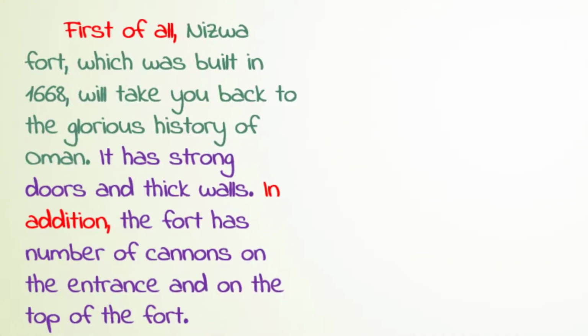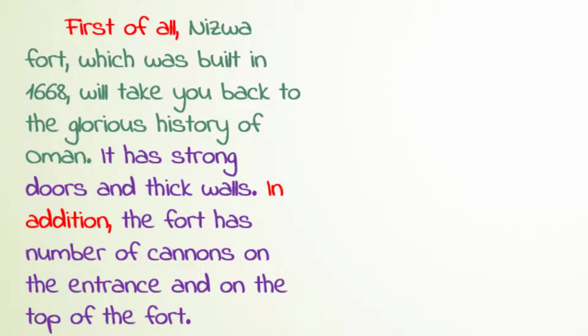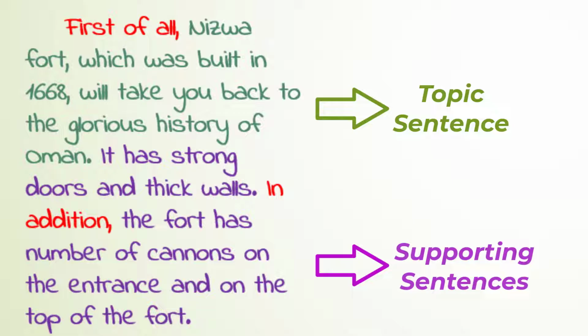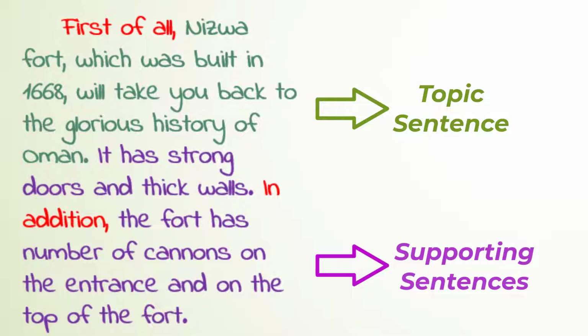In our body paragraph 1, first of all, which is written in red, and these are linking words, Nizwa Fort, which was built in 1668, will take you back to the glorious history of Oman. And this one, which is written in green, is the topic sentence. And then the following sentences, which are written in purple, are the supporting details. It has strong doors and thick walls. In addition, linking word, the fort has a number of cannons on the entrance and on the top of the fort.